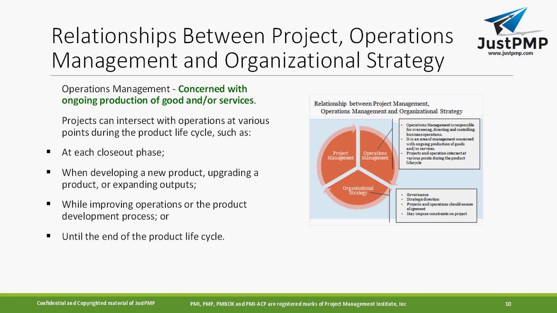If they are upgrading an existing product, that is again a new project. On expanding the output, today they are producing 100 cars, and they want to expand it to 200. So they have to plan how to expand and what resources are required. That becomes a new project. While improving operation or the product development process, they want to improve the efficiency of producing a car. In that case also a new project requirement comes into the picture, until the end of the product life cycle.